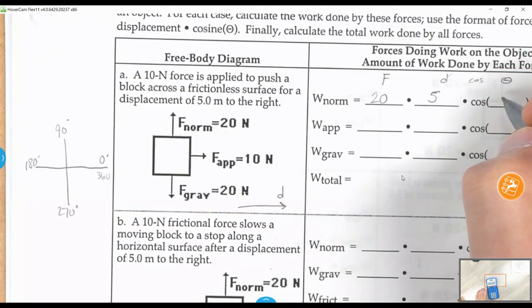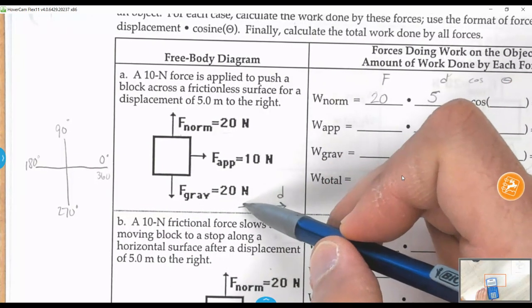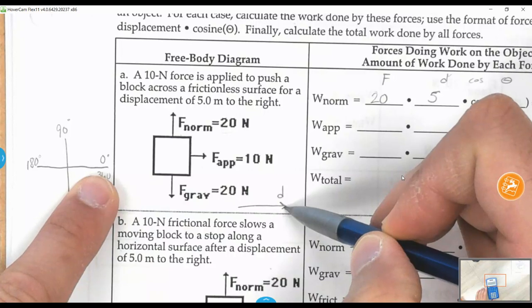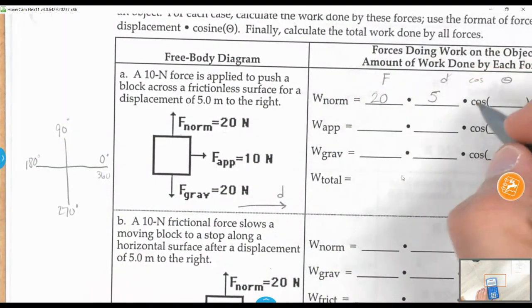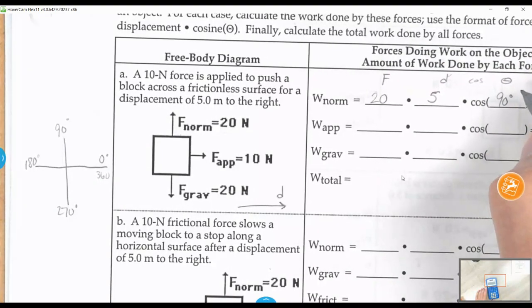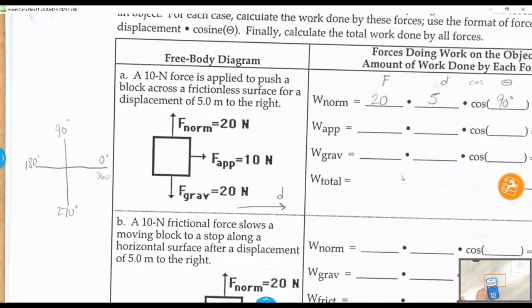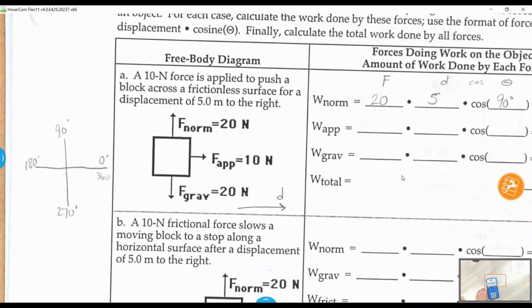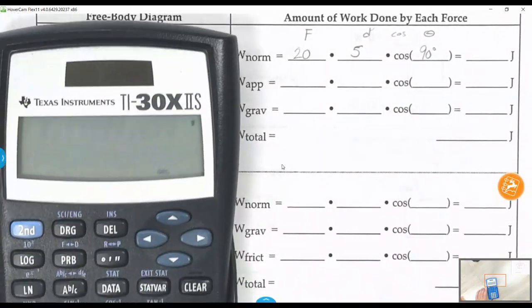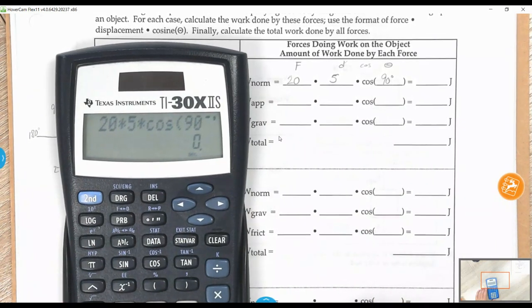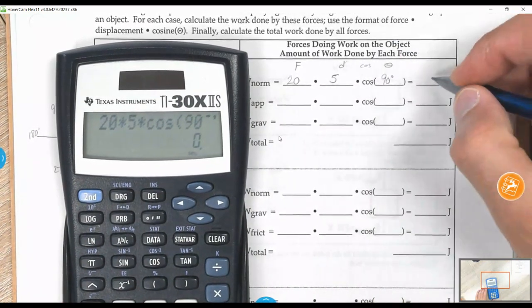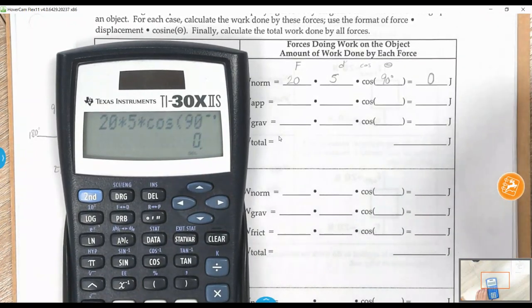But at what angle? What angle would I pick? This thing's moving to the right. So if the force is going in the same direction, it would have a cosine of 0. Since normal force is going up, it would be 90 degrees. All right, so let's plug it in. F D cosine the angle. Get 0. Why? Because cosine of 90 is 0, and anything times that is 0. So no work is being done by the normal force.